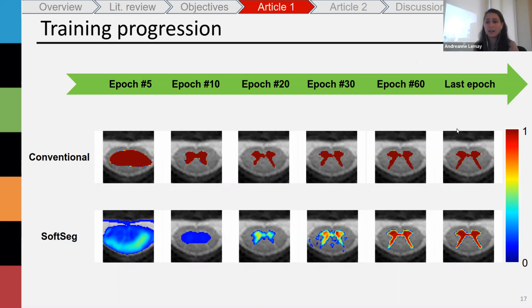And if we look at the last epoch over here, we can see that there is a nice soft boundary around the gray matter, which is expected because it's probably around these areas that we have more uncertainty. And when we look at the conventional model, it's pretty similar to what we saw early on in the training process. So most of the predictions are 0 or 1.